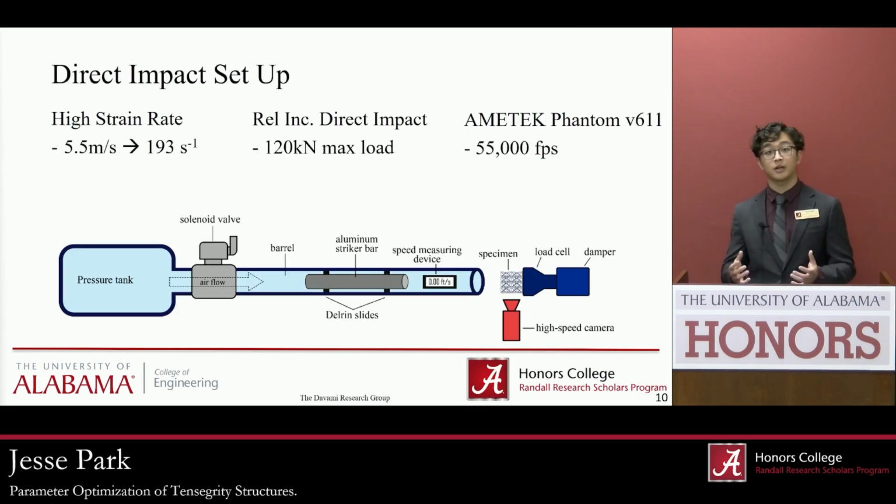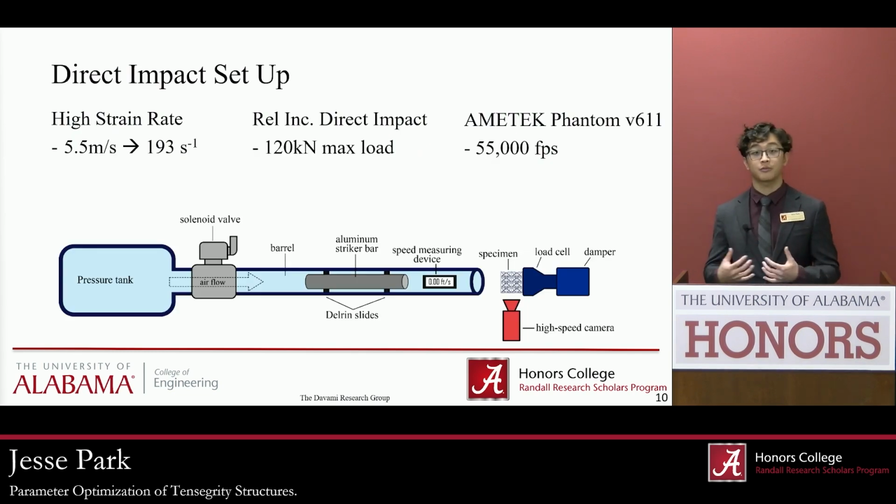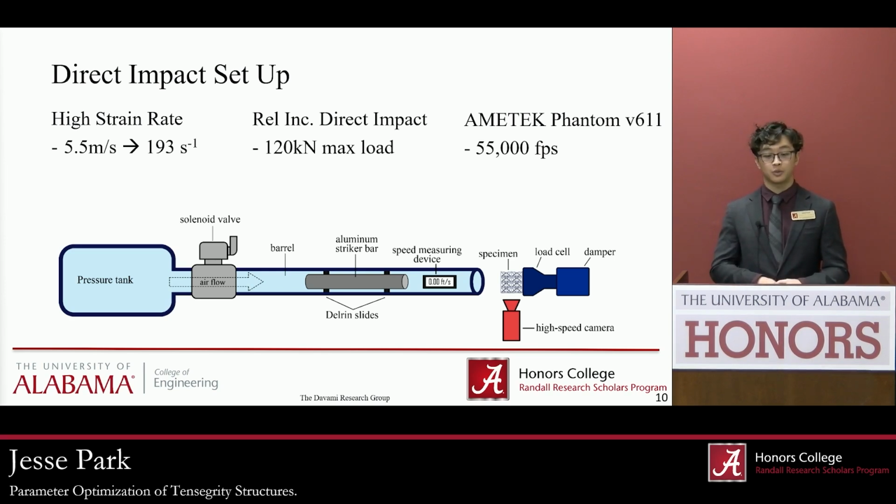For the direct impact setup, we sought to get higher strain rate compression, which results in around 5.5 meters per second. The way this REL-incorporated direct impact setup works is that we pressurize this tank of air and then suddenly release it so that it fires an aluminum striker bar at our sample.